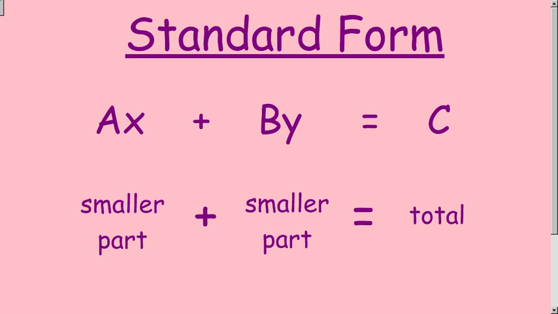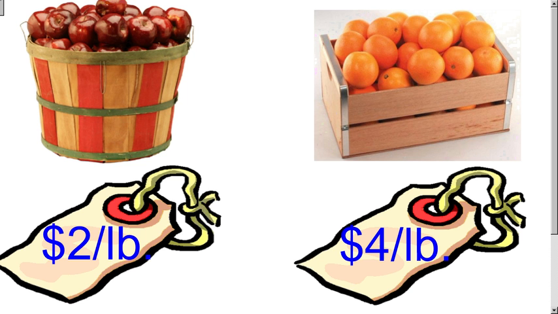And of course, you know standard form is ax plus by equals c. And again, it's the smaller part plus another smaller part equals sum total. So let's take a look at an example.